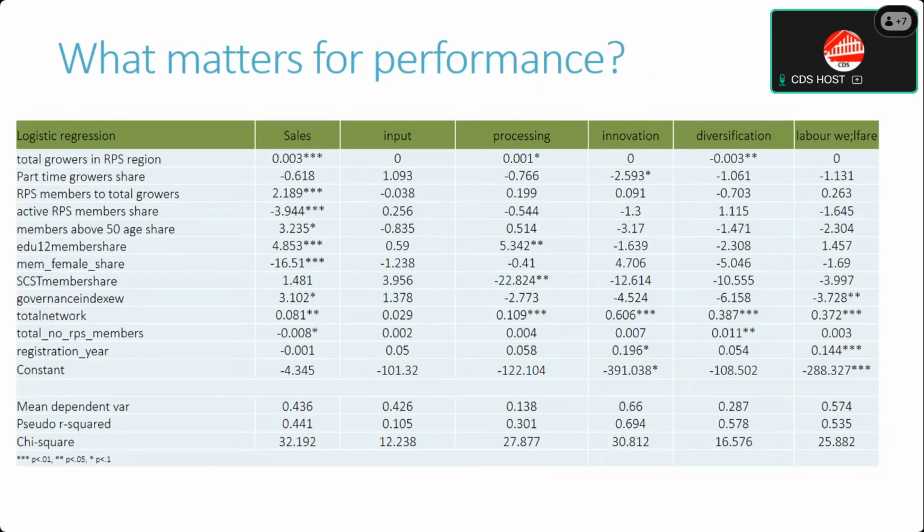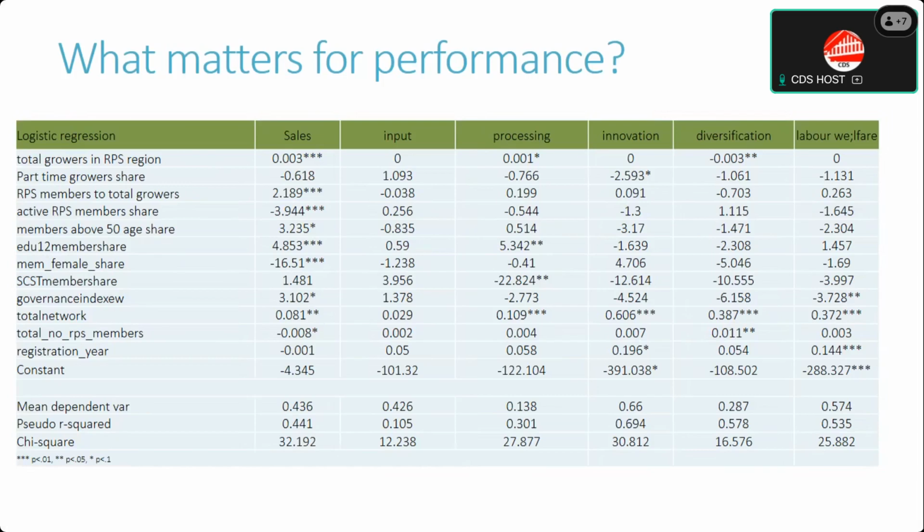Then finally, we have two control variables: the total number of RPS members, which represents the size of the RPS itself, how big it is, and the age of the RPS, looked at by the registration, which year they registered. That's all. Okay? And then all are logistic regressions basically, and you can look at the results over there.